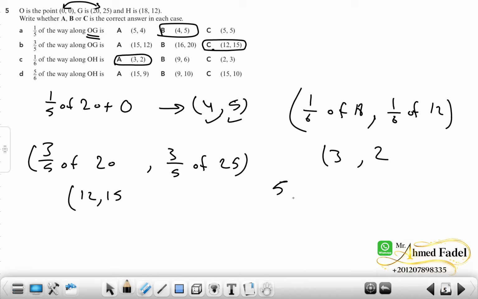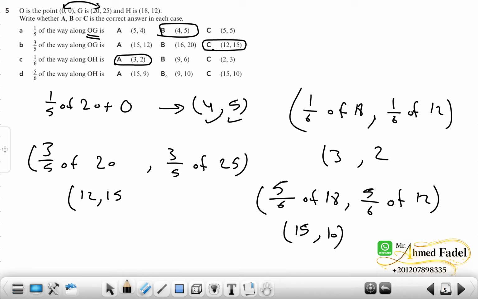5/6 of OH. So 5/6 of 18 and 5/6 of 12, which is going to give you what? 18 divided by 6 is 3 times 5 is 15. 12 divided by 6 is 2 times 5 is 10. So 15, 10.